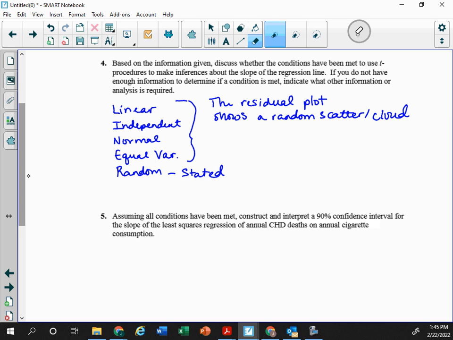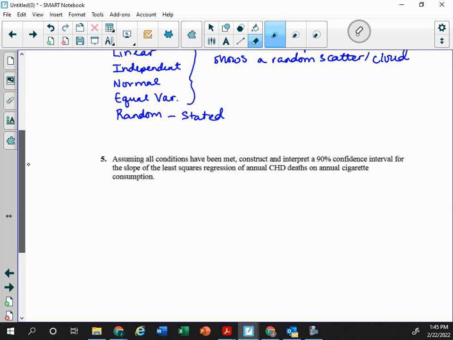So if it's linear, then would we just say conditions not met? Or would you have to go by each? Oh, so no. Yeah, you could just say conditions were not met because the residual plot showed a pattern. You wouldn't have to be like, this condition wasn't met, this condition. Just say conditions are not met. Okay. Doesn't have to be that specific.